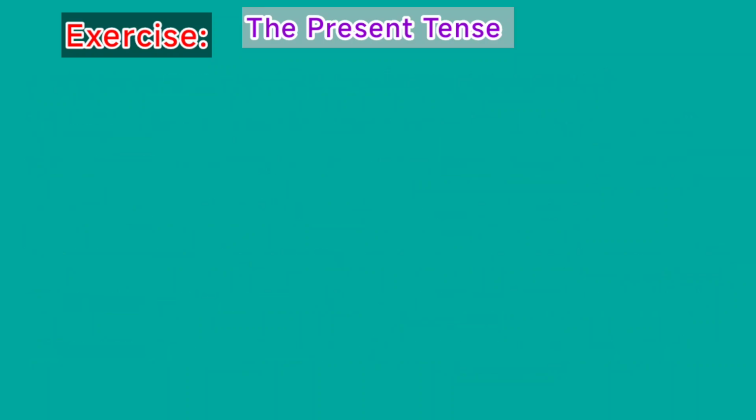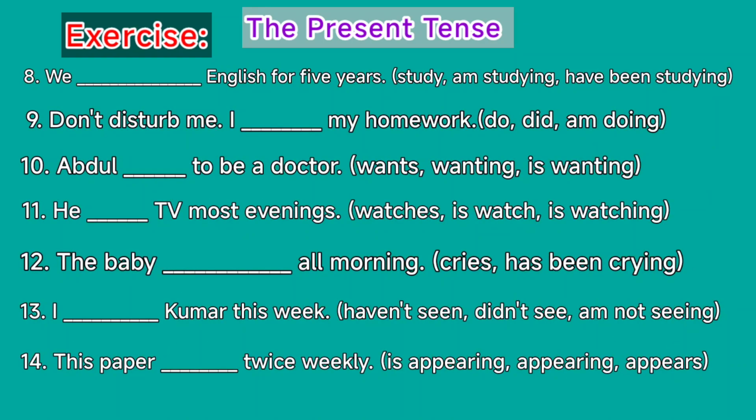The next one, we dash English for 5 years. We are saying about the study. It's a physical work. It's not a status. It's an action, physical action. So there we have to use present perfect continuous tense. So have been studying English for 5 years.